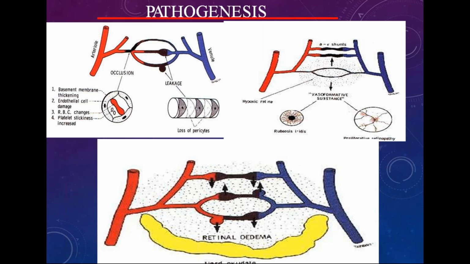This is the pathology where you can see there is loss of intramural pericytes. Due to loss of intramural pericytes, there is leakage of the vessels, leakage of blood, fluid, fat, everything, leading to hard exudates and edema. Thickening of the basement membrane, change in the shape of the RBC, and increased stickiness of the platelets lead to occlusion. Once there is occlusion, it leads to arteriovenous shunts, and production of vascular endothelial growth factors leads to rubeosis iridis, neovascularization of the iris and neovascularization elsewhere, neovascularization of the disc.